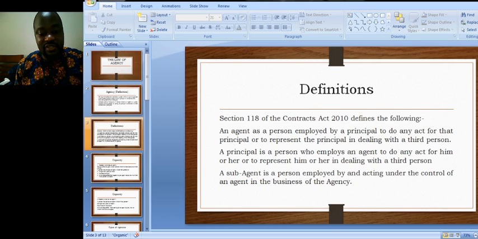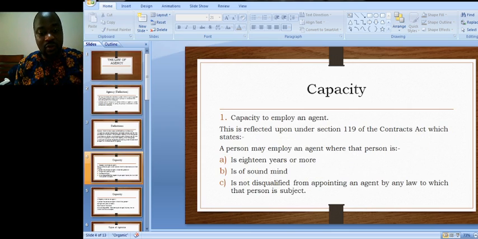A sub-agent is a person employed by and acting under the control of an agent in the business of the agency. So a sub-agent is employed by an agent to help him in execution of the business he was trusted with by the principal. I hope you're all following.